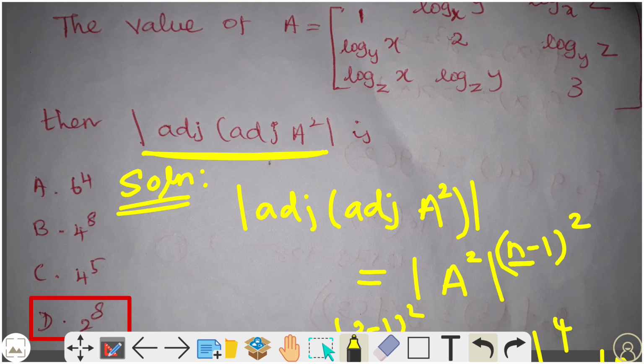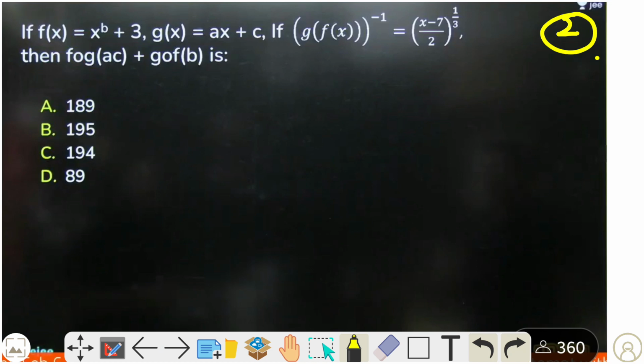Okay, the next question, which comes from the function type. Now consider this: for an inverse function, instead of y you can write x, and instead of x you write y, so here you have to start with y.